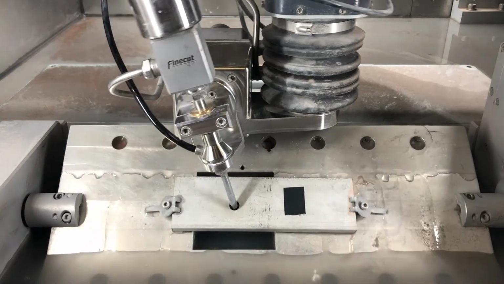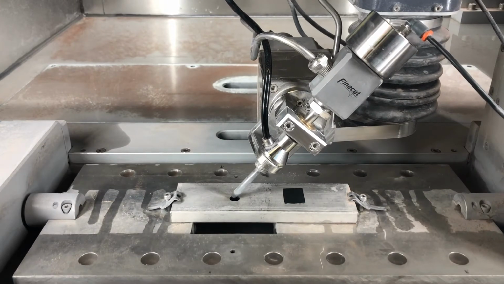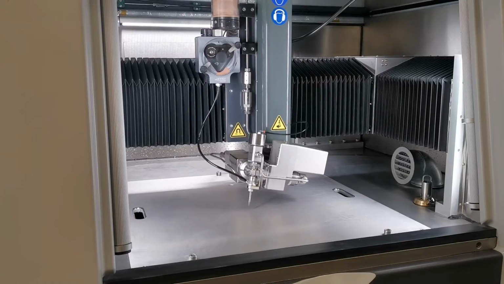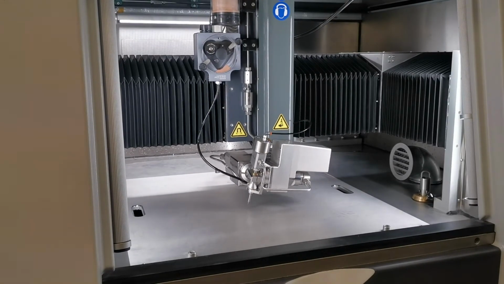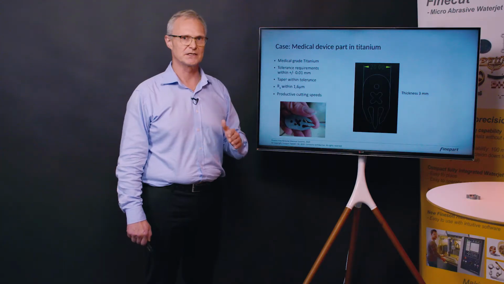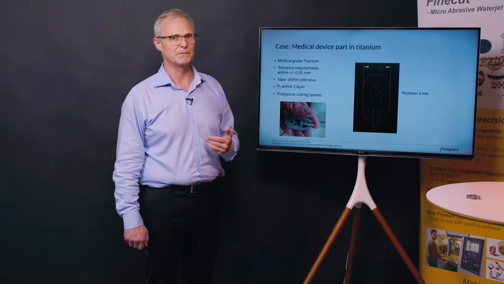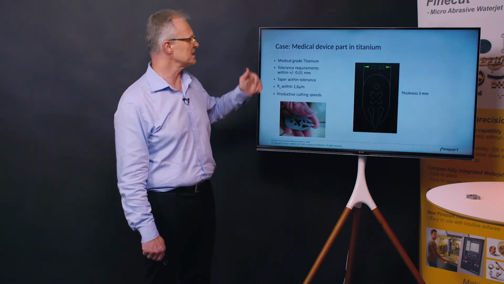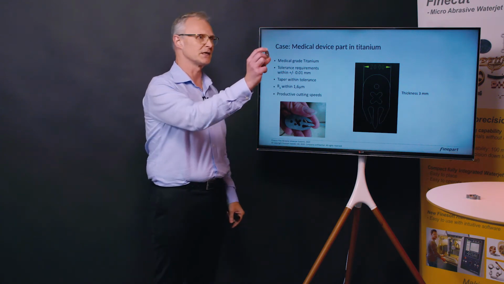One way to do it is to tilt the jet with one axis and to tilt the part with another axis. Another way is to bring two axes on the jet and to tilt it in two directions. For this test we have been using the manipulation system that tilts the jet in both axes, and to prove the efficiency of this setup we have made a case where we have a medical device part in titanium.